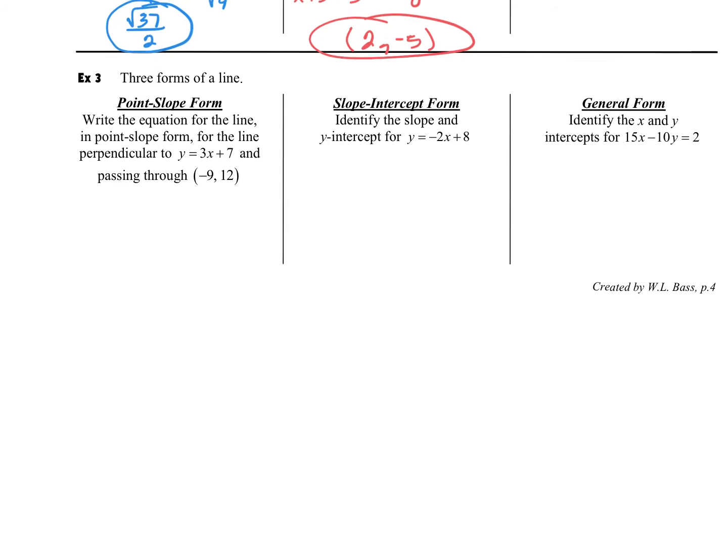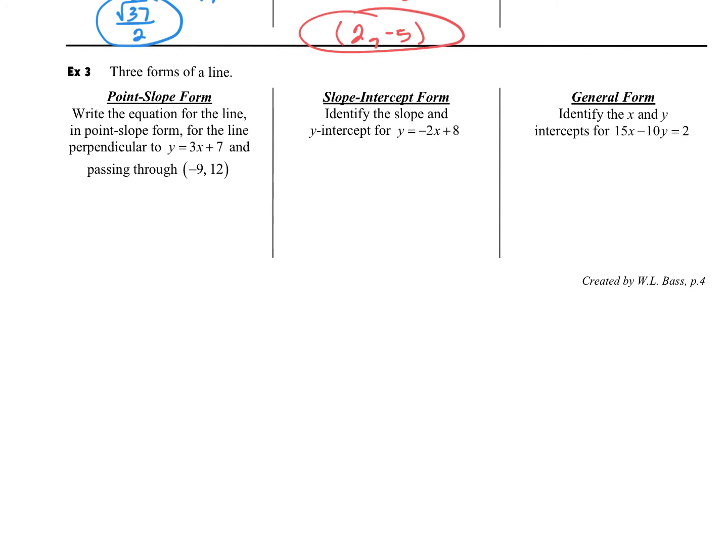All right, the last thing that I'm going to do on this quick review of some basic algebra is our 3 forms of a line. Point slope form, this one is actually going to become extremely critical for us. So if you're not really familiar with point slope, you need to get familiar with it now. We're going to write an equation for a line specifically in this point slope form, and we want it to be perpendicular to this given line passing through this point.